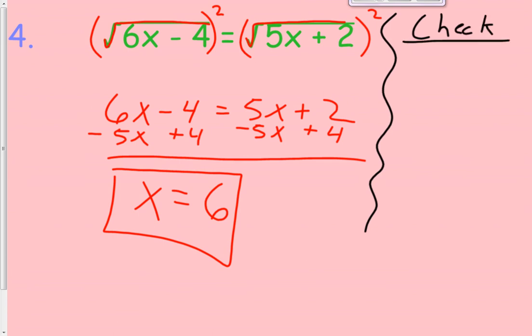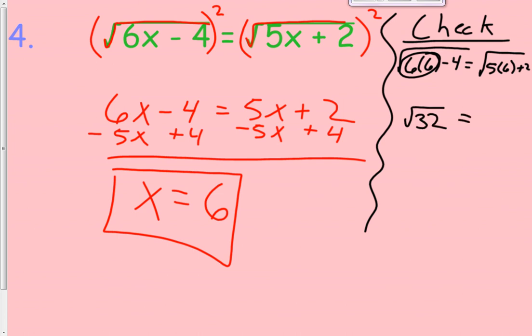So I get this, 6x minus 4. So 6 times 6 minus 4. The square root of that equals the square root of 5 times 6 plus 2. Let's see if the left side equals the right side. 6 times 6 is 36, and 36 minus 4 is 32. So we get the square root of 32 on the left. On the right, we get 6 times 5, which is 30, and 30 plus 2 is 32.